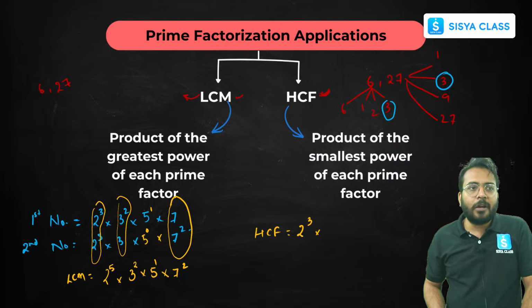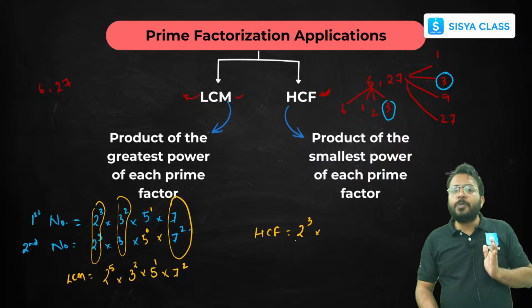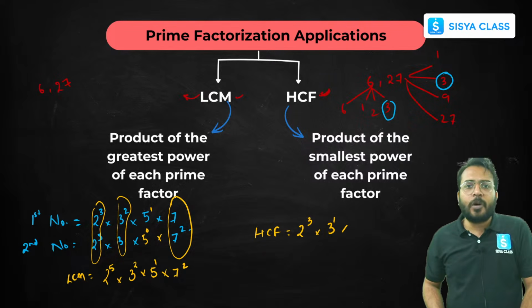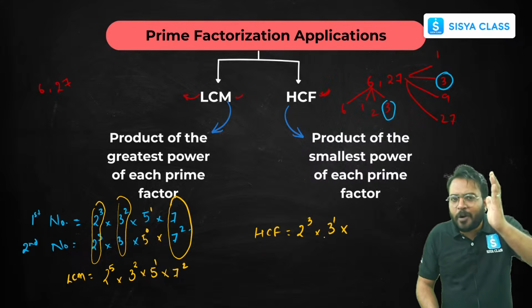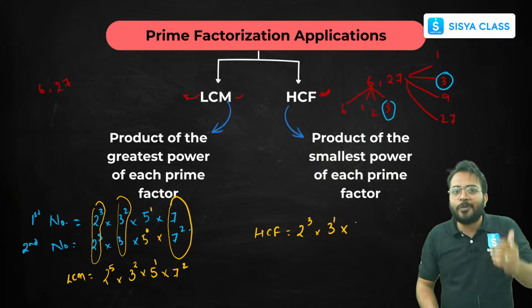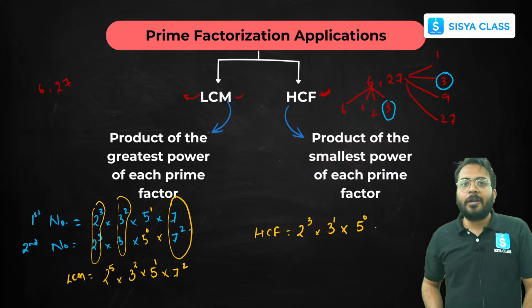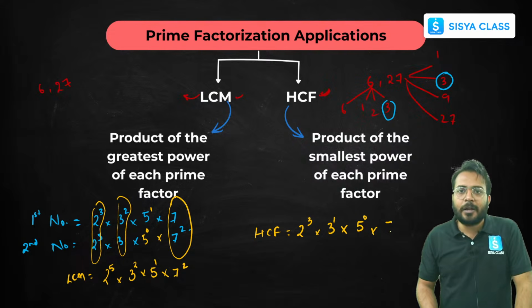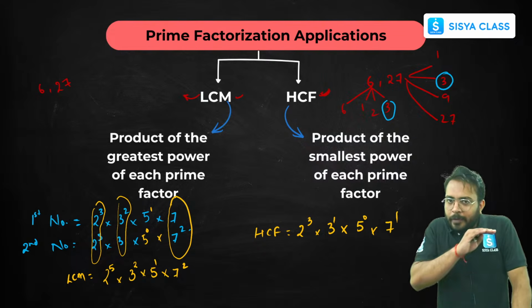Out of 3 to the power 2 and 3 to the power 1, which is the smallest one? That is 3 to the power 1. And out of 5 to the power 1 and 5 to the power 0, which one is the smallest one? That is 5 to the power 0. And out of 7 to the power 1 and 7 to the power 1, which one is the smallest one? 7 to the power 1. And this is what is going to be my HCF.